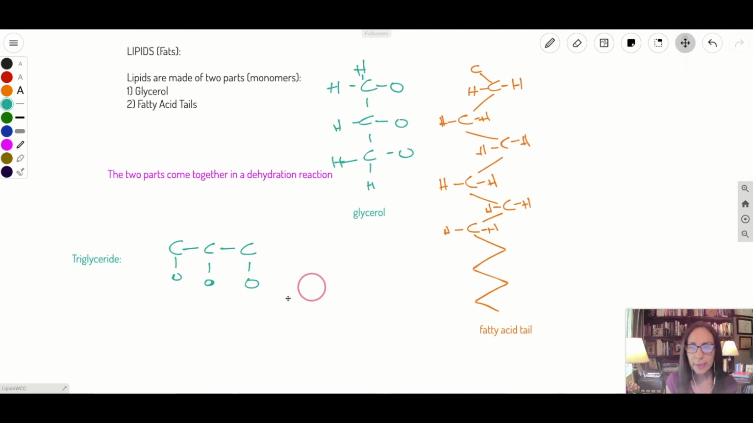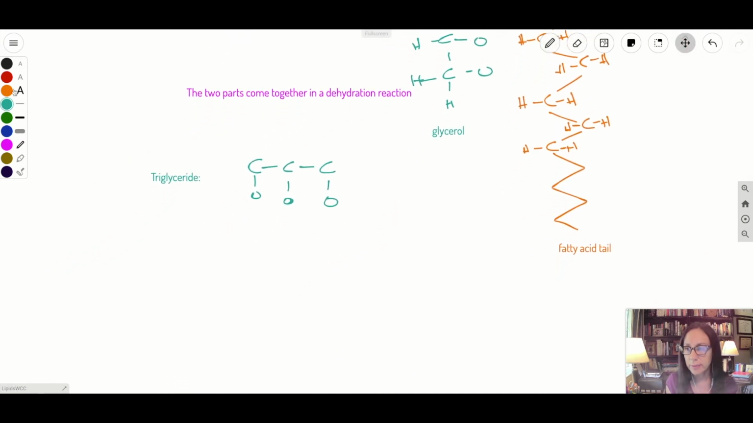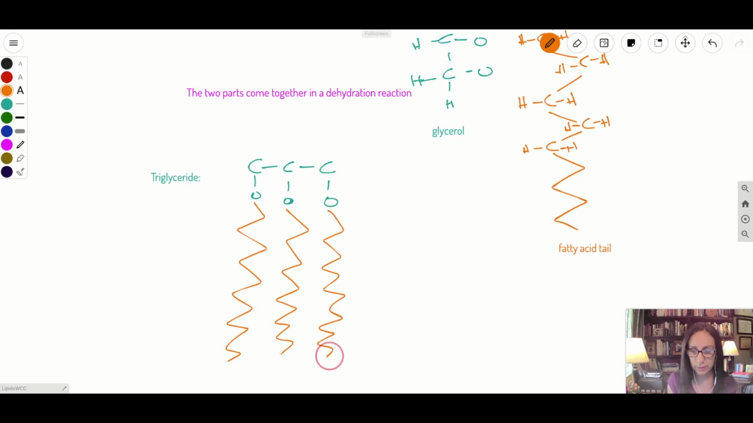Each carbon has one fatty acid tail on it. So I'm going to draw it like this. On this oxygen, we have a carbon, carbon, carbon, carbon, and it keeps going all the way down. Like I said, there are about 20 to 30 different carbons in each fatty acid tail. This triglyceride lipid has 3 fatty acid tails. So I'm going to add over here that there are 20 to 30 carbons per tail. This is called a triglyceride.